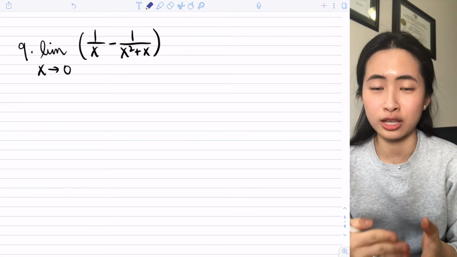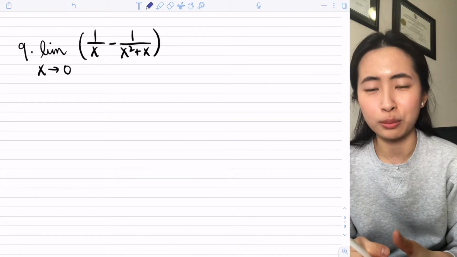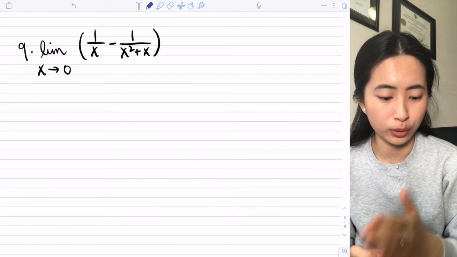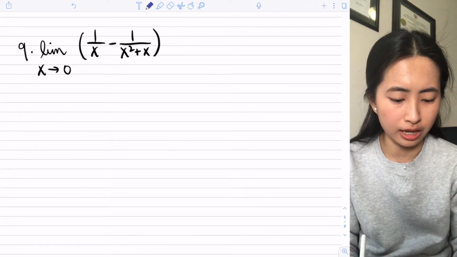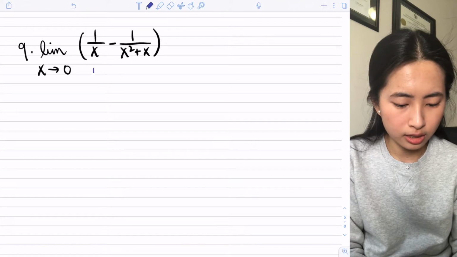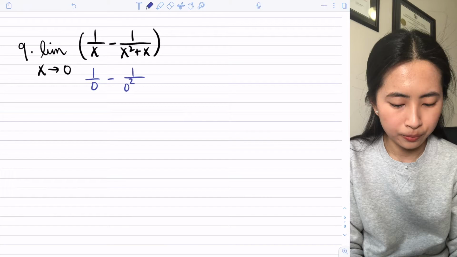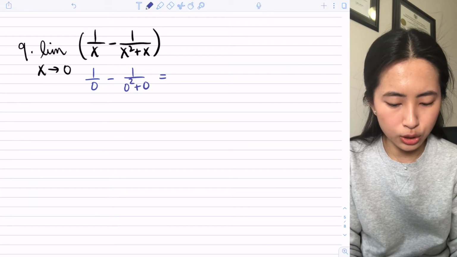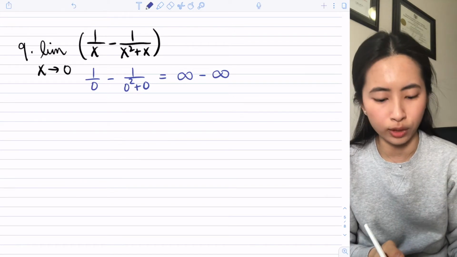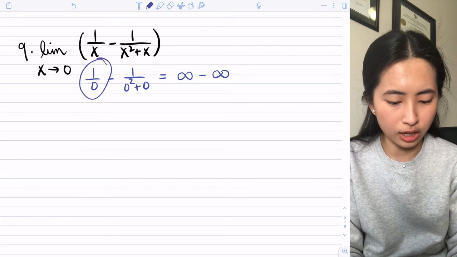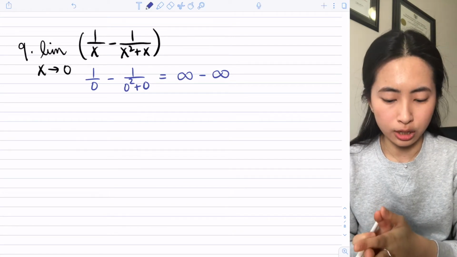I'm pretty sure I've mentioned this so many times now that by the time you're watching this video, you would have known to apply direct substitution first before evaluating your limits. So in that case, if you look at number 9, we can actually plug in 0 into our x to see what we get. So we do have 1 over 0 minus 1 over 0 squared plus 0, and this results to infinity minus infinity. The reason why this is infinity minus infinity to begin with is any number divided by 0 is actually undefined. So we've looked at factoring as a way to eliminate an indeterminate form.